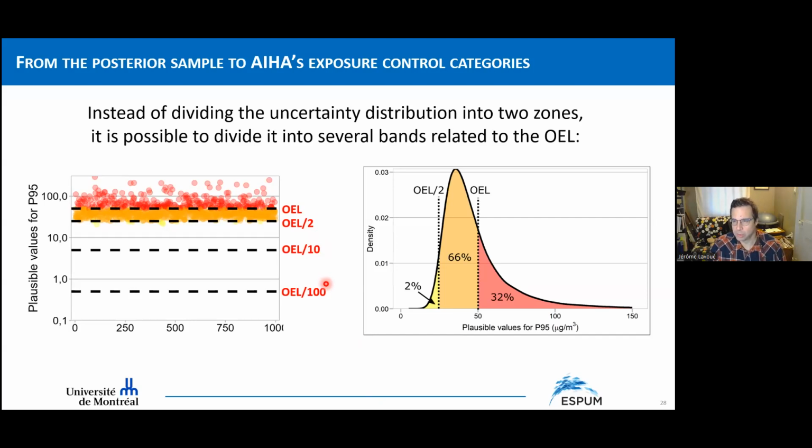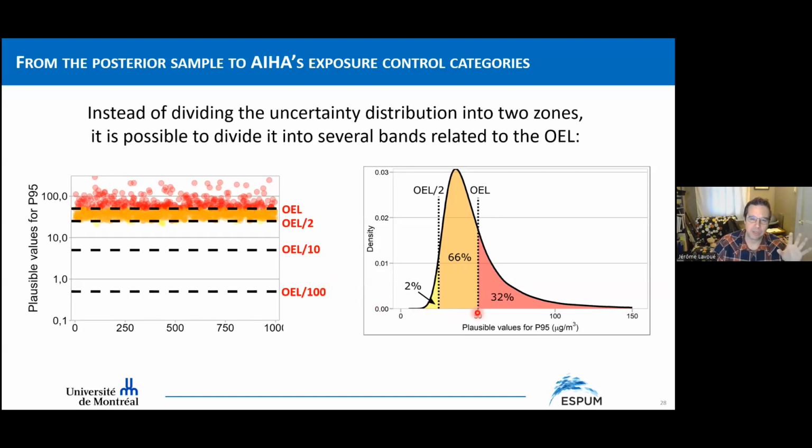So I guess that some of you may be familiar with the AIHA exposure control categories. Where instead of saying this is unacceptable and this is acceptable, instead of red versus green, we have red, dark orange, light orange, yellow, green, blue, and we'll be able to get a lot of information about these categories.